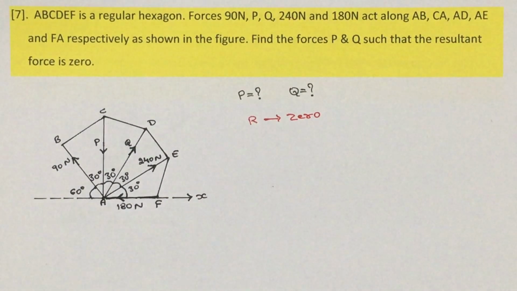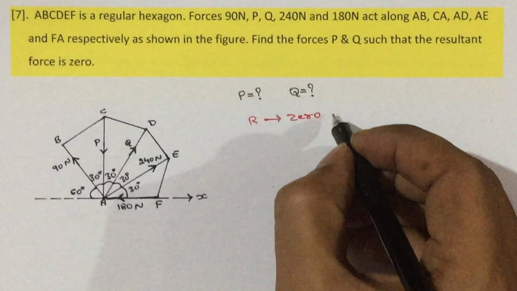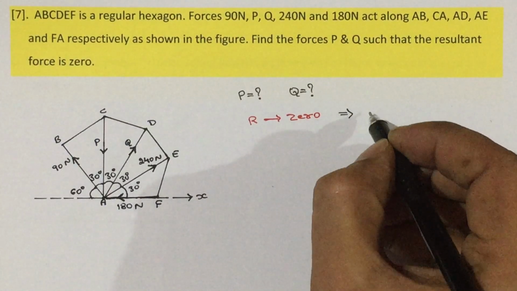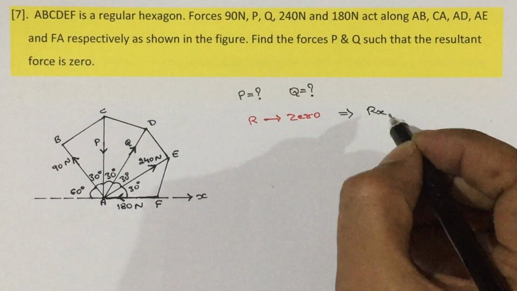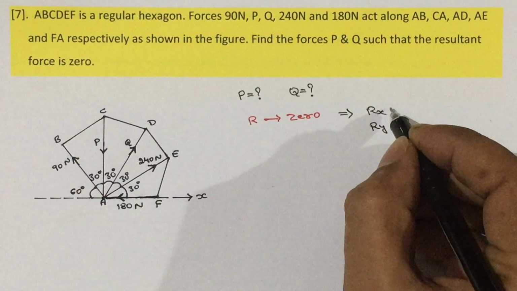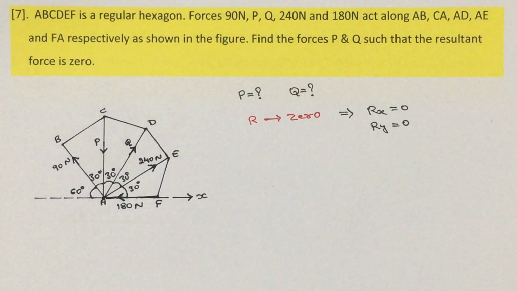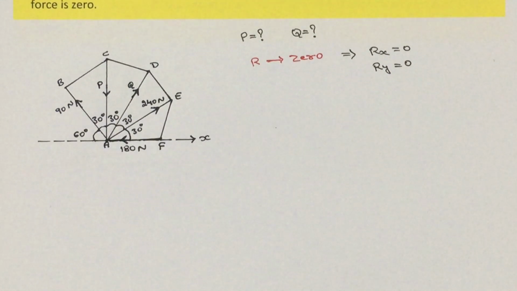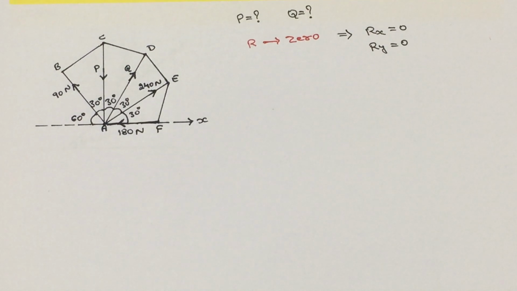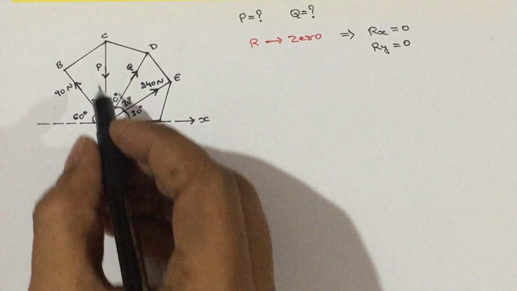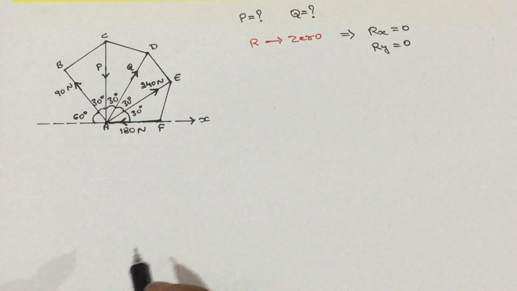If the resultant is 0, it implies the components Rx and Ry will become 0. If the resultant itself is 0, then obviously the components will also become 0. So, let us find out sigma Fx and sigma Fy for this one. Before going to calculate sigma Fx and sigma Fy, let us simplify this diagram.